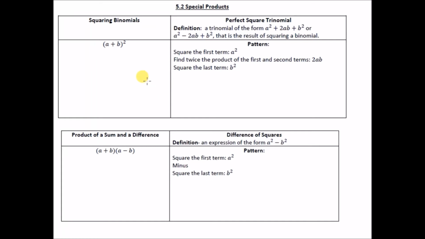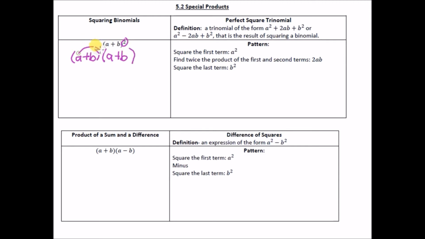5.2 special products. So we're going to take a look at two of the very common special products that we look at. Okay, so first we're going to look at squaring binomials. So if we had something that looks like this, a plus b squared, how we would expand that is we would do a plus b and then a plus b again, right? Because we know that when something's raised to the exponent 2, it's multiplied by itself 2 times.